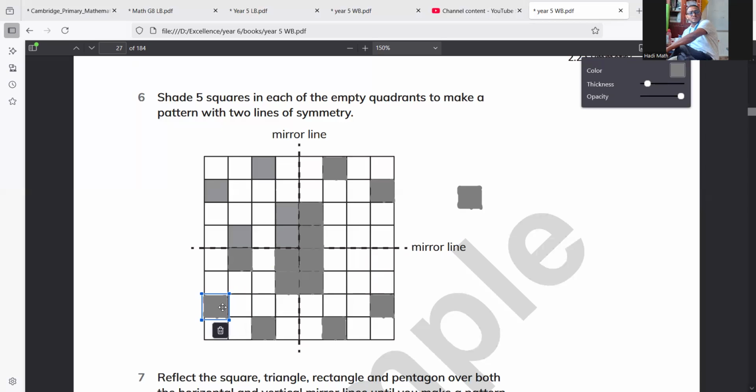Now let's go back to our shape and see if everything is okay. This one will fold over this. This one will fold over this. Good. This one will fold over this. This one will fold over this. Okay, and this one, we should have another one here to fold over it. So we make one over it.